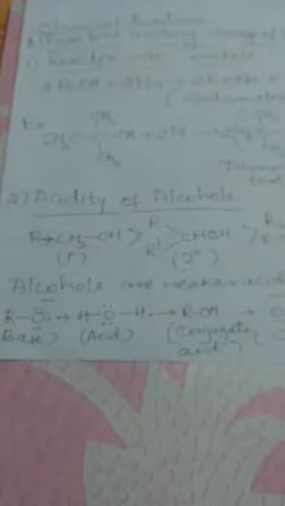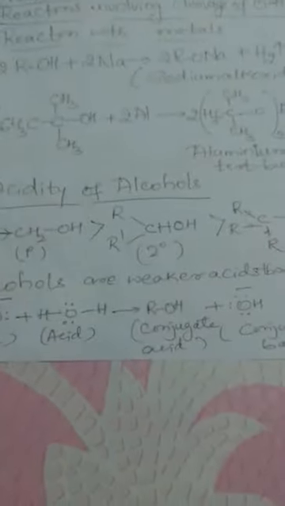Now you must be familiar with the meaning of the term conjugate acid base pair. It is an acid base pair which differs by a proton. Look at RO minus and ROH. They differ by H plus. That is called a conjugate acid base pair. Similarly, water H2O and OH minus form another conjugate acid base pair which differ by a proton. So an acid base pair which differs by a proton is called a conjugate acid base pair. Now this is regarding the acidic nature of alcohols in detail.